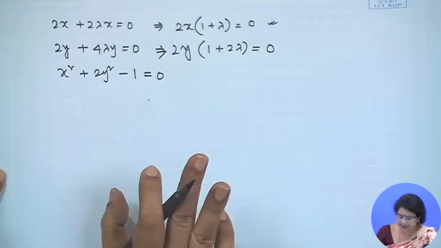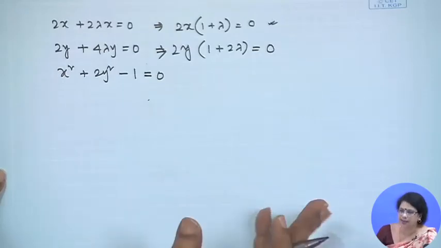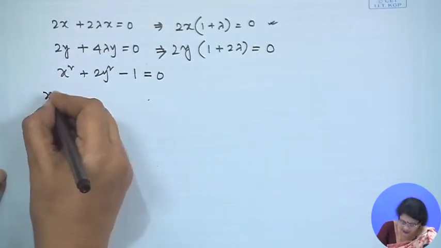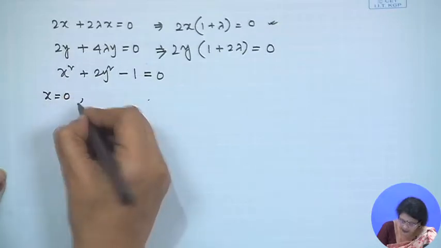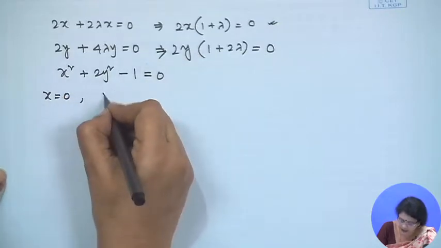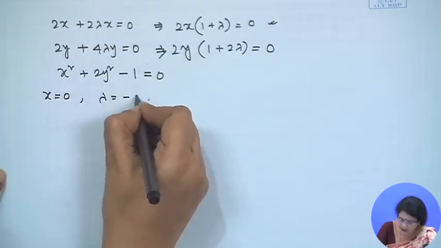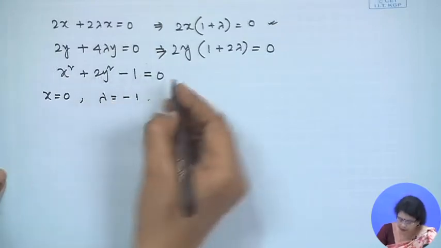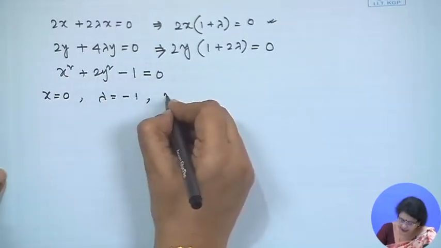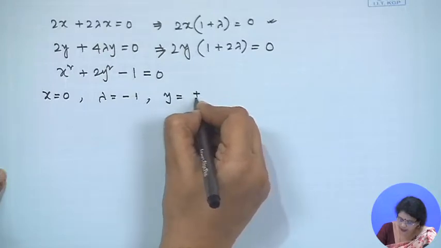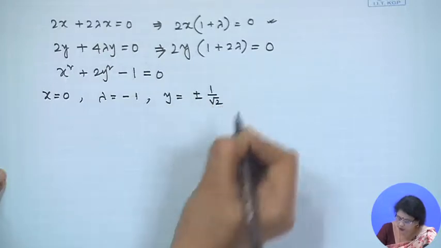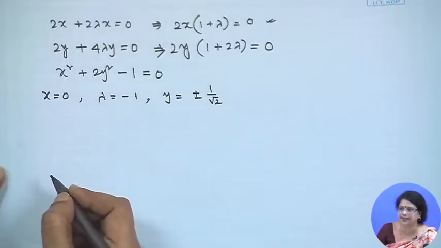Either x can be 0 or x cannot be 0. If x is equal to 0, then what we get? If x is equal to 0, then we get lambda is equal to minus 1. And from here what we get? y is equal to plus minus 1 by root 2 from equation 3. This is one set, alright.